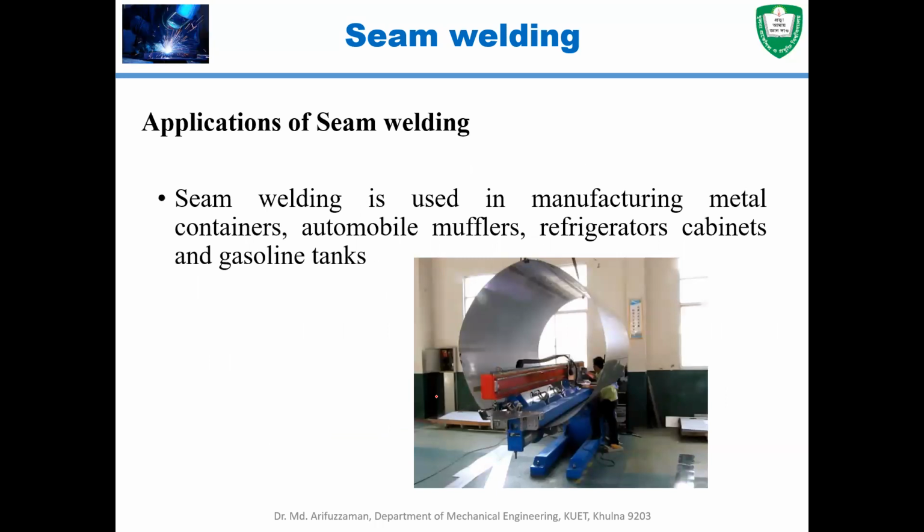Applications include manufacturing pressure vessels or aircraft wings or aircraft bodies, that means the fuselage, or any sort of large structures like mufflers, refrigerator cabinets, gasoline tanks. This can be manufactured using seam welding.